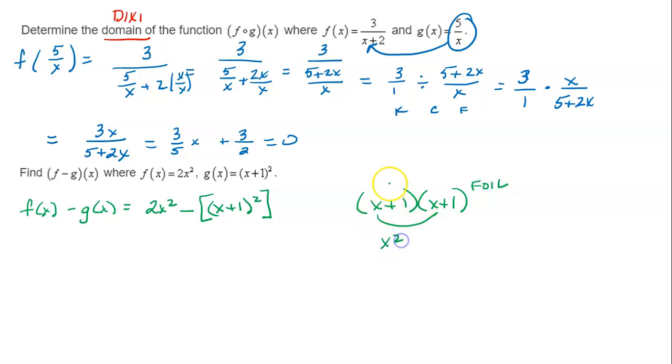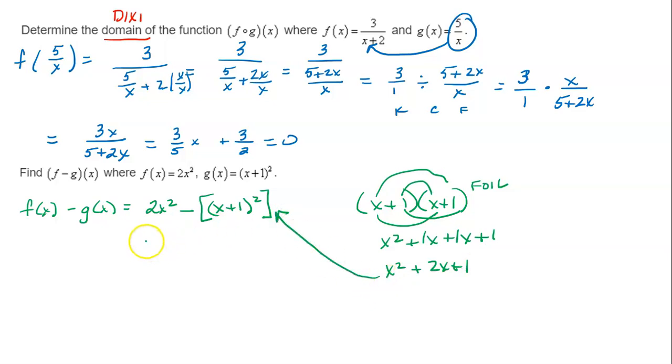First, x squared, outside, inside, last. Okay, so I'm going to plug that back in right there. So I have 2x squared minus, and this is like a negative one that is distributed. So minus x squared minus 2x minus 1. 2x squared minus 1x squared is x squared, minus 2x minus 1, and that is your answer.